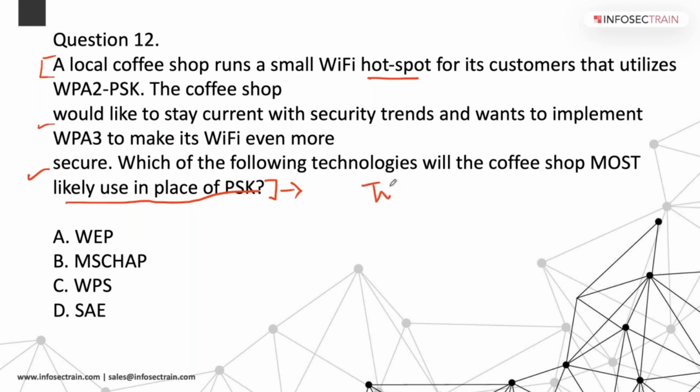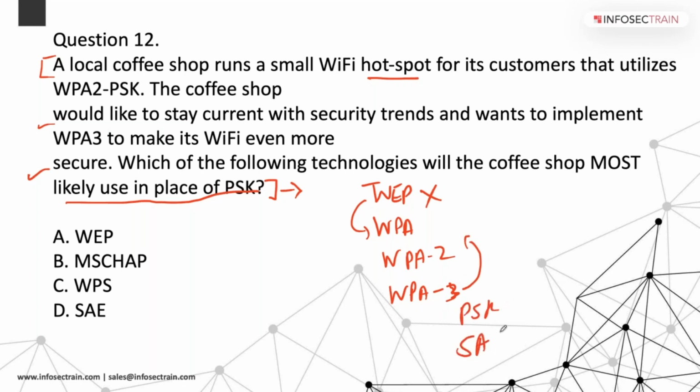So earlier, the very first one was WEP. So it was not safe. Then we come to WPA. It was a modified version of this, so not very secure. Then there was WPA2. Then there comes WPA3, which has replaced PSK with SAE, simultaneous authentication of equals. This is something that has been used recently. So that's why I wanted to give this answer myself. The correct answer is going to be SAE, simultaneous authentication of equals.